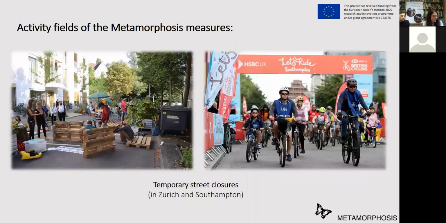So we have many different measures in the 70 cities, and we can group them in 5 main activity fields. First of all, we have temporary street closures, particularly around schools, but we also have organized bigger events. For example, let's ride Southampton, where many streets in the city are closed during one day. Measures can be permanent or temporary.